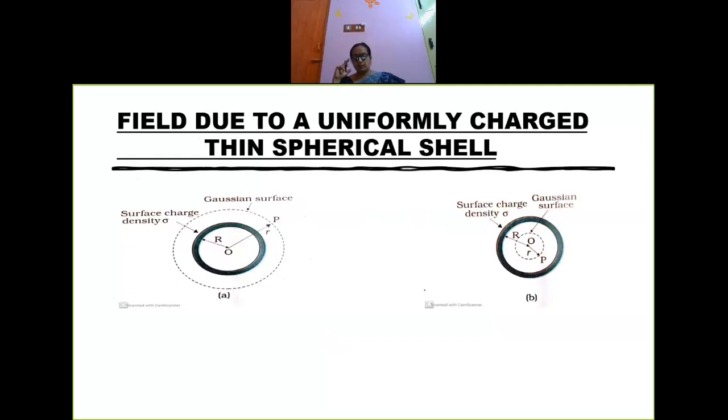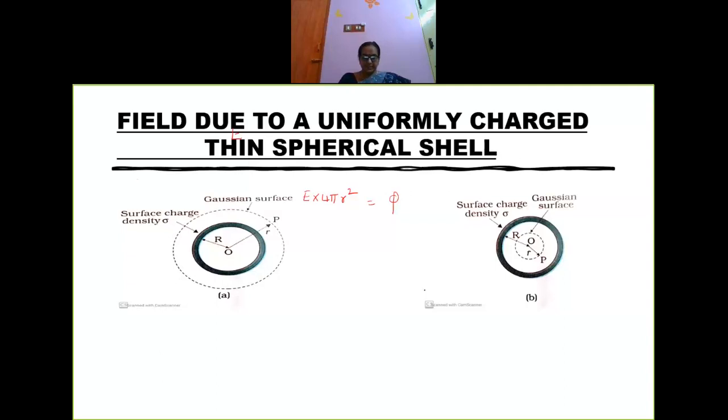Now, what will happen? The flux through each element will be taken as E dot ds or E dot del s. So the flux through the Gaussian surface will be E into 4 pi r square, which is equal to the flux. Okay, why do we take 4 pi r square? Because that is going to be the area of the sphere. So it is E into 4 pi r square, which is the flux.